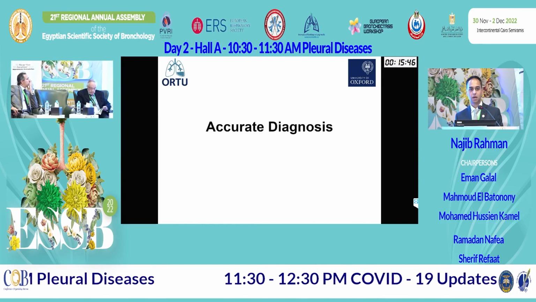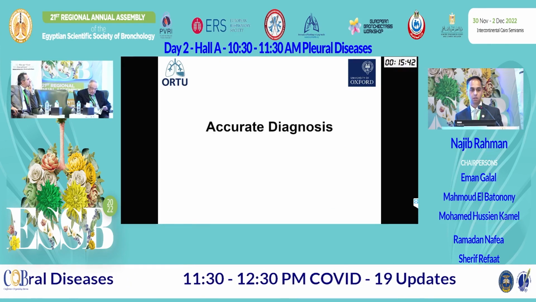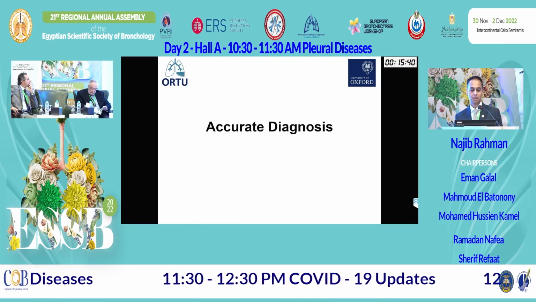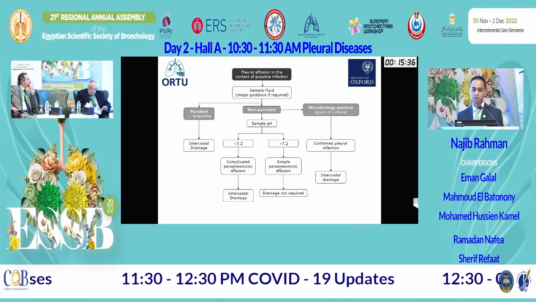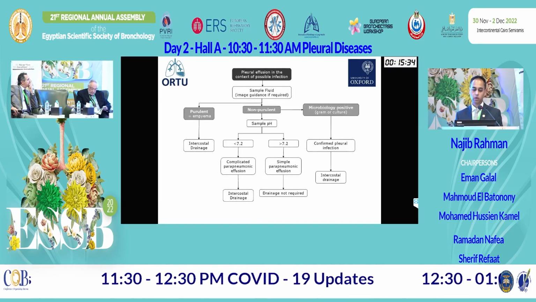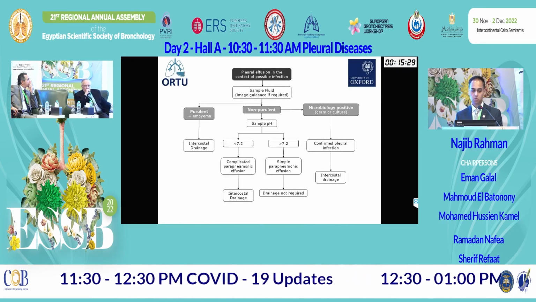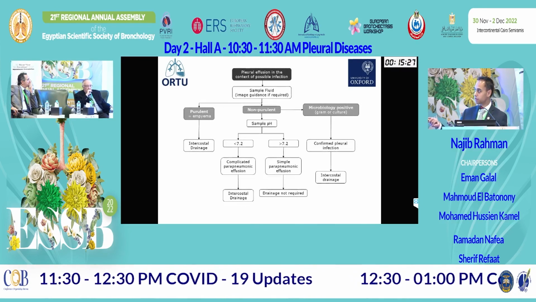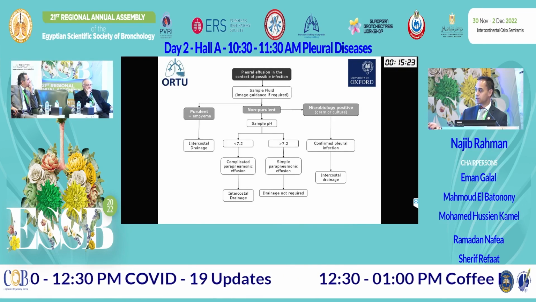Now, accurate diagnosis. The earlier we diagnose the disease, the better the outcomes are. So it's important that we understand exactly how this works. This is from the BTS guidelines 2010, and this is still the format that we are using, although I will update you on the 2022 guidelines at the end of this talk. So we take patients with a pleural effusion, we sample the fluid under image guidance and divide them into these three categories.